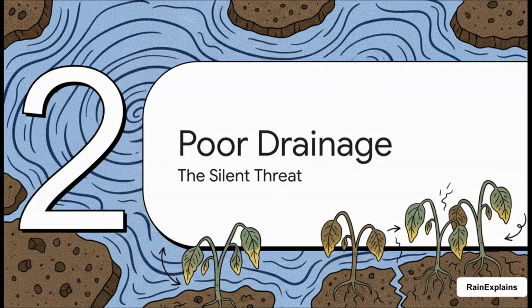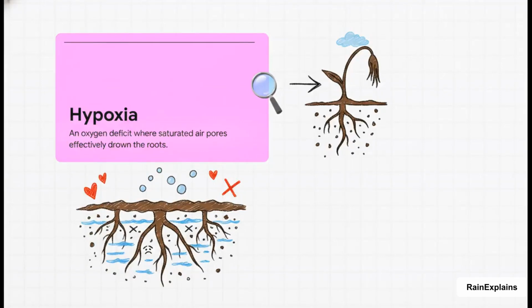Moving on to Section 2. The threat of poor drainage. Let's zero in on our prime suspect, poor drainage. The exact mechanism of death here is something called hypoxia. We so often forget that roots actually need to breathe. They literally require oxygen to perform cellular respiration, almost like human lungs.